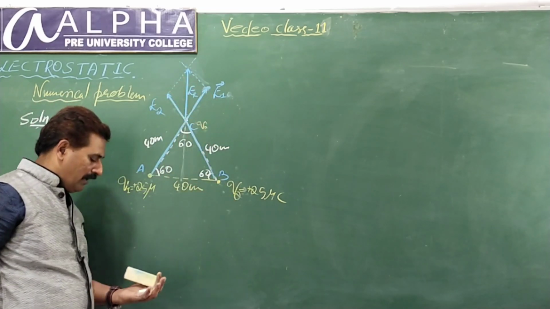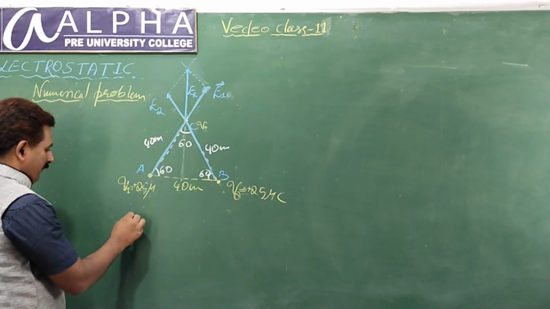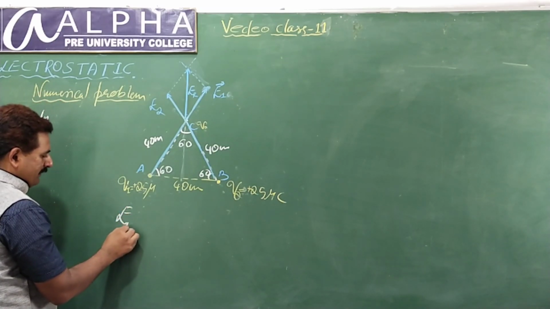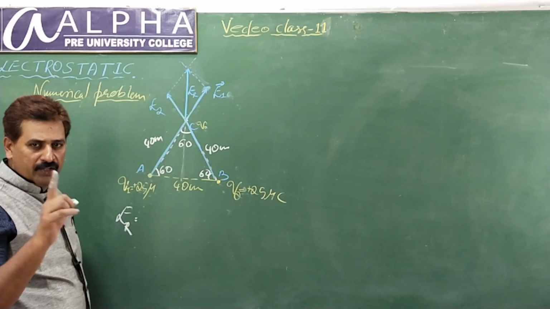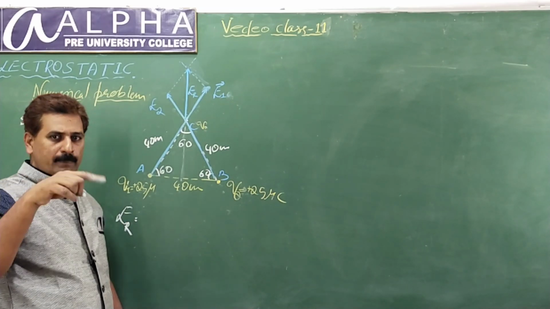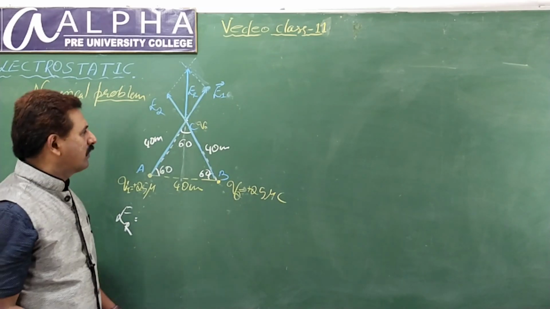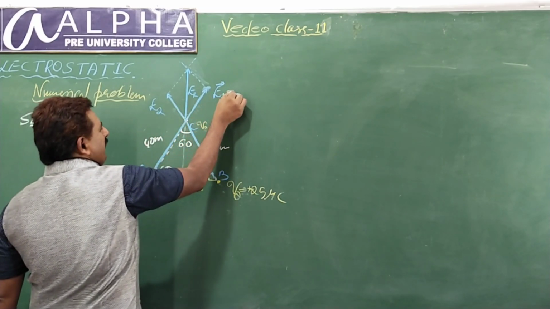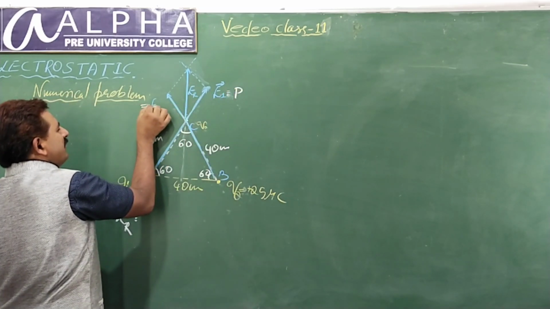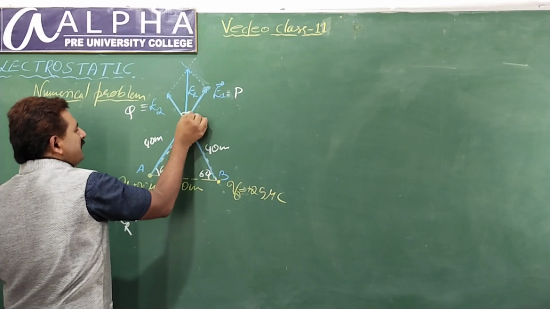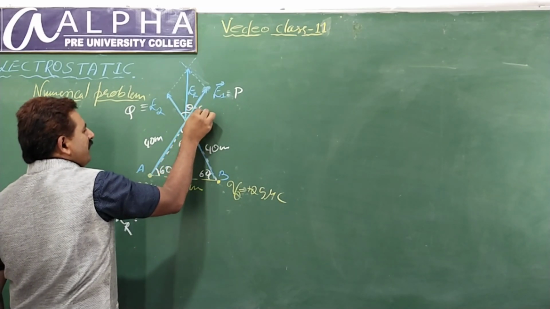Let me write ER. What is ER? Resultant. What is the resultant? Resultant formula, as usual, R equals root of P square plus Q square plus 2PQ cos theta. This is equivalent to P and this is equivalent to Q, and this is the angle theta that is equal to 60 degrees.